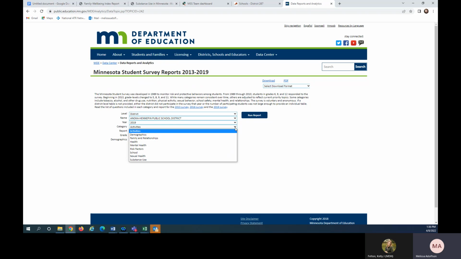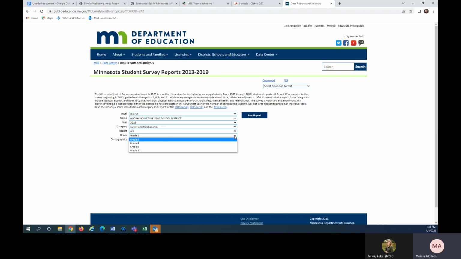Again, we're not going to walk through each of these, but we're just going to take a look at some. I would encourage you to take a look at that PDF brief with the list of risk and protective factors and dig around on the site to see where you can find each of them. We're going to start by taking a look at family and relationships. And importantly, we're going to take a look at either grades 8, 9, or 11, as the Minnesota Student Survey doesn't ask fifth graders about suicidal ideation and attempt. We're going to go ahead and select grade 9.